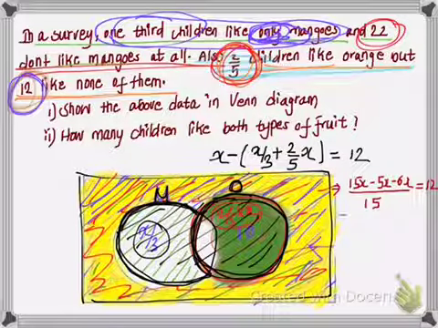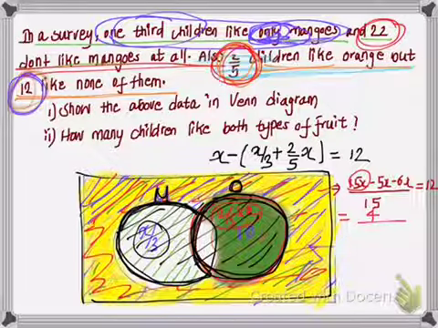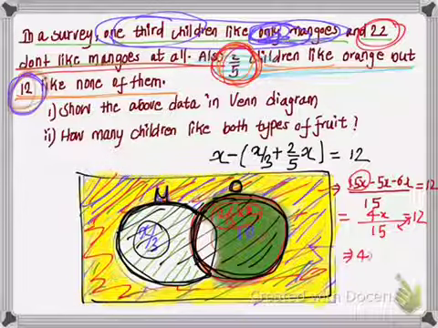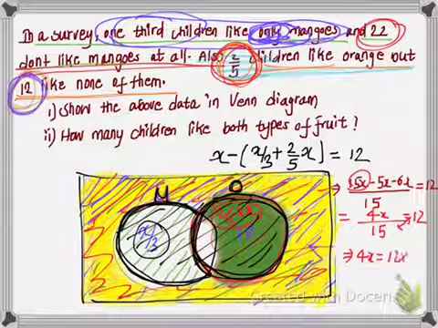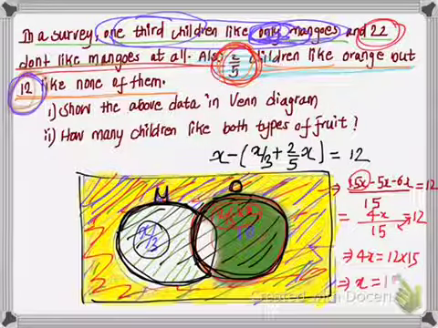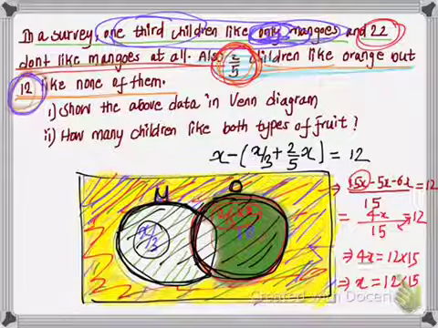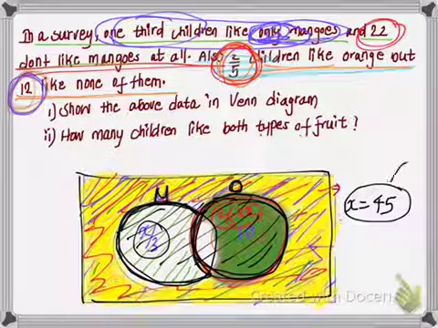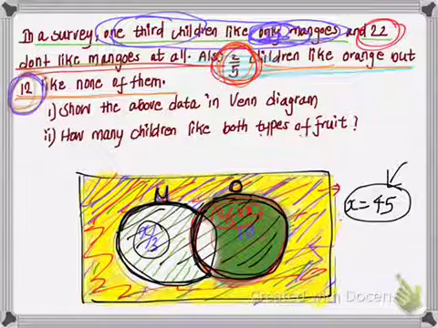So on taking the LCM, we get this, and 15x minus 5x minus 6x gives 4x divided by 15 is equal to 12. Now on cross multiplication, we get 4x is equal to 12 into 15, and this means x is equal to 12 into 15 divided by 4. Now I can just divide by 4 on both sides. So 4 threes are 12, 15 times 3 is 45. So I got the value for x, and it is equal to 45.